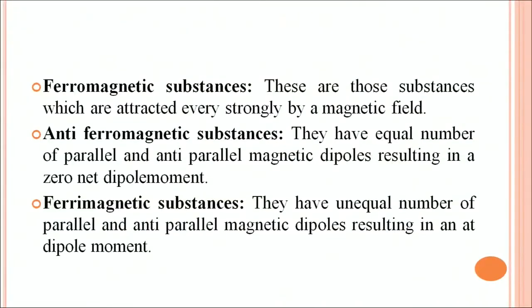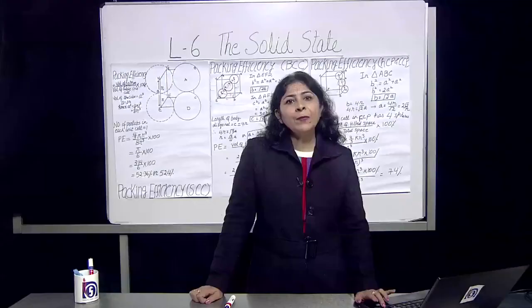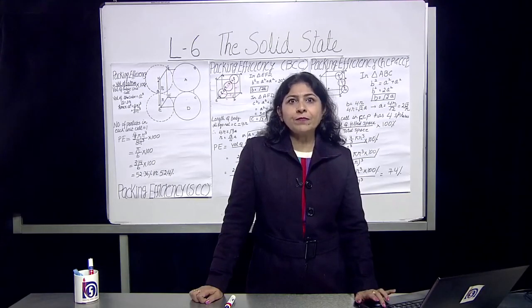Ferromagnetic substances are those substances which are attracted strongly by the magnetic field. Antiferromagnetic substances have equal number of parallel and antiparallel magnetic dipoles, resulting in a zero net dipole moment. Ferrimagnetic substances have unequal number of parallel and antiparallel magnetic dipoles, resulting in a net dipole moment.